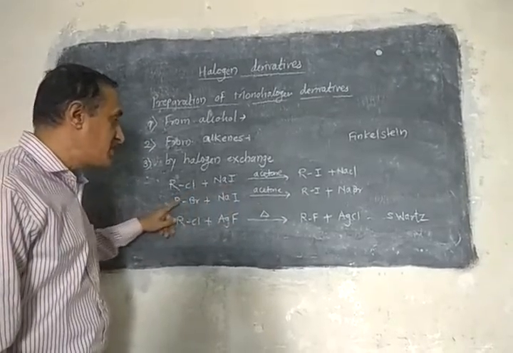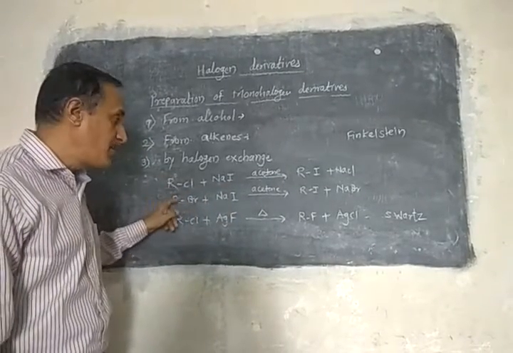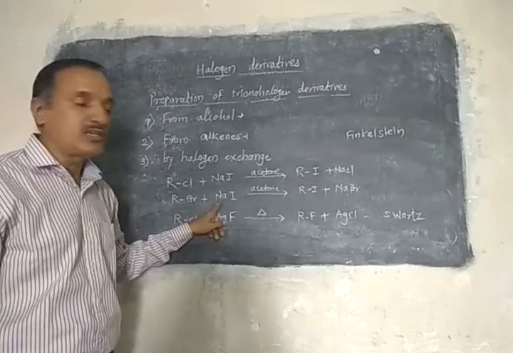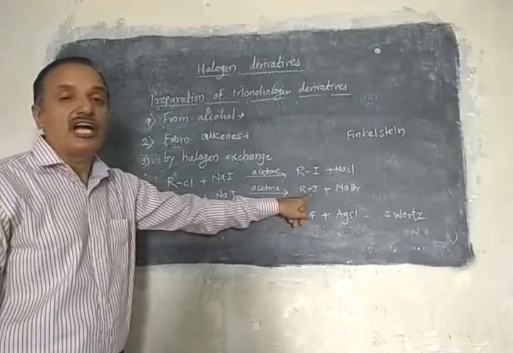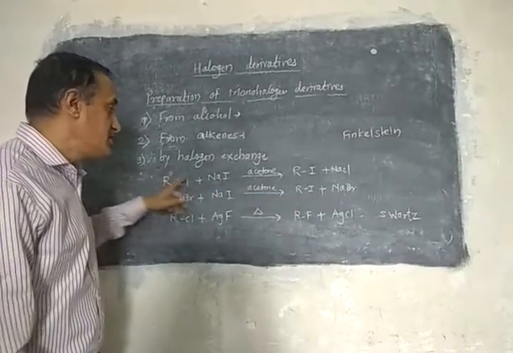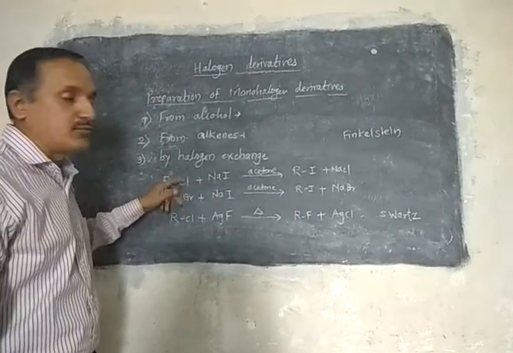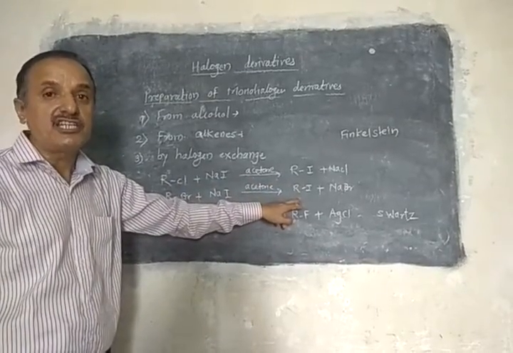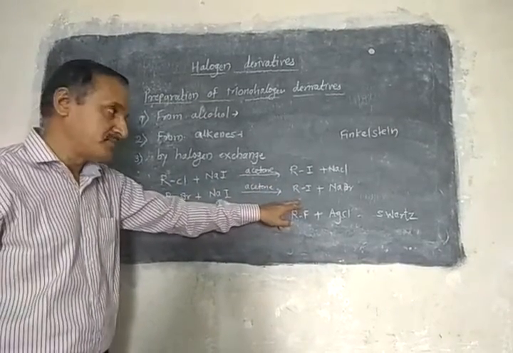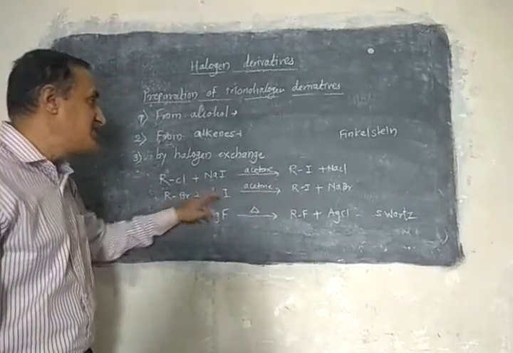Similarly, we can take alkyl bromide also. Alkyl bromide, when treated with sodium iodide in the presence of dry acetone, gives the alkyl iodide. So here both bromine and chlorine are replaced by iodine. We get the corresponding alkyl iodide. So here the halogens get exchanged.